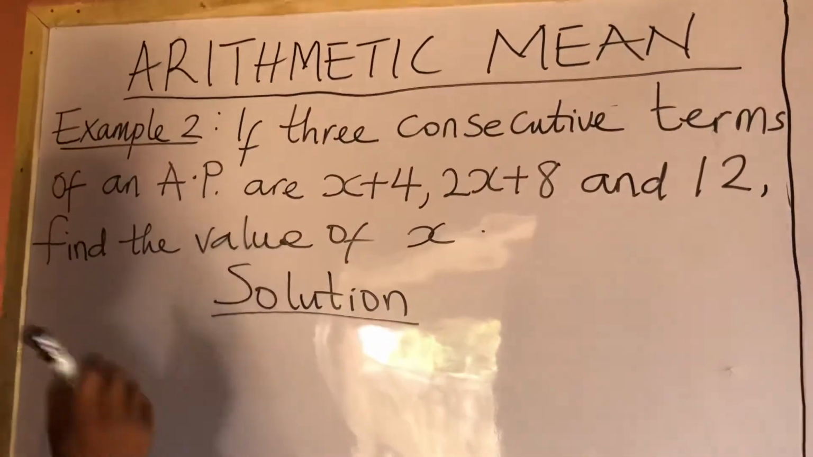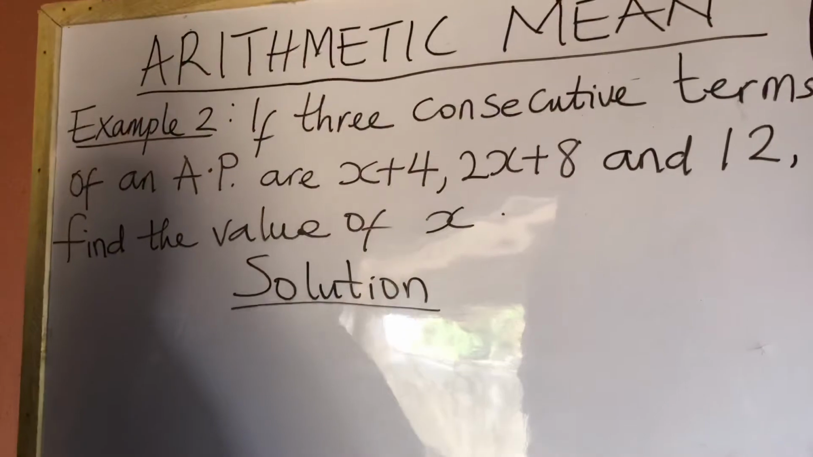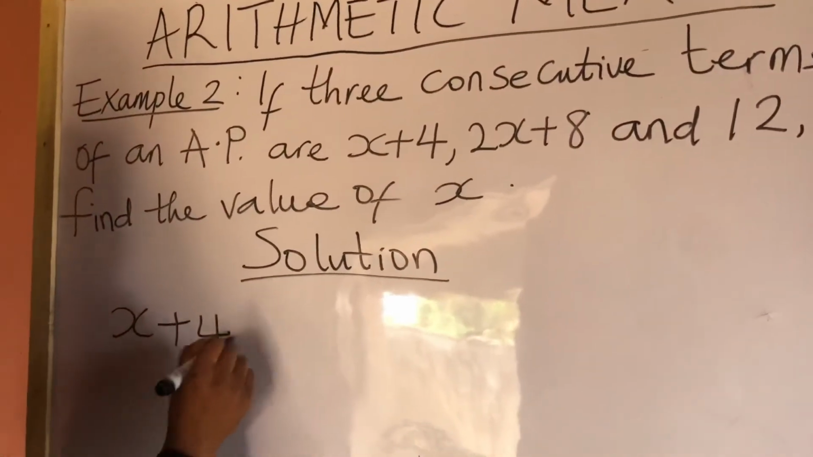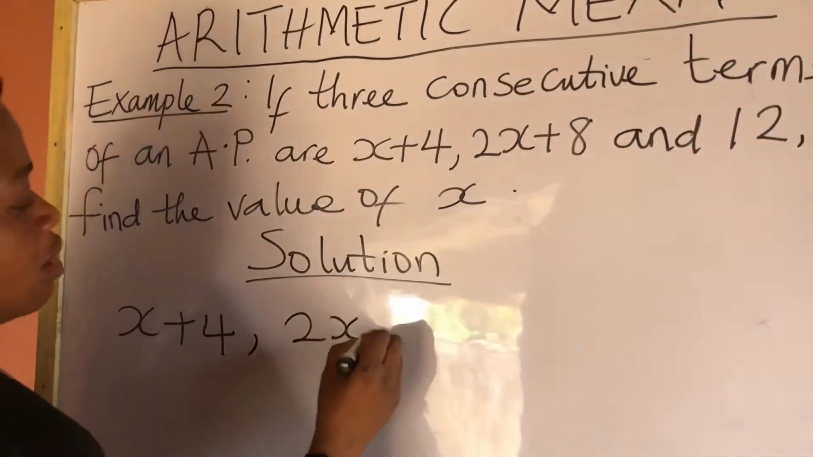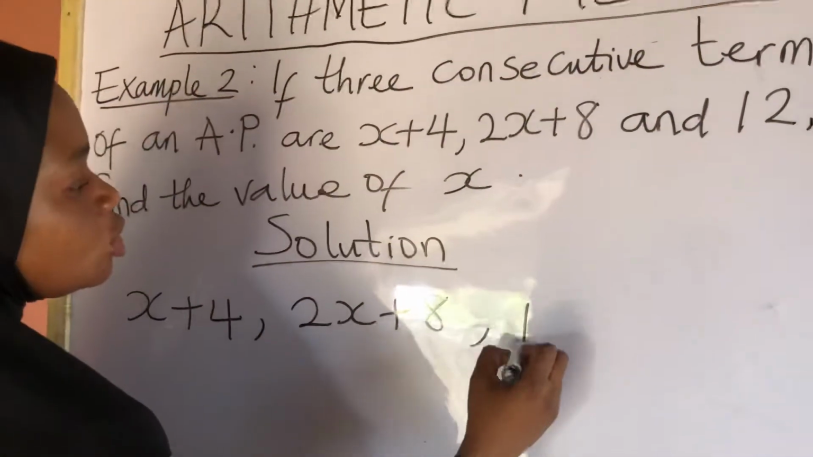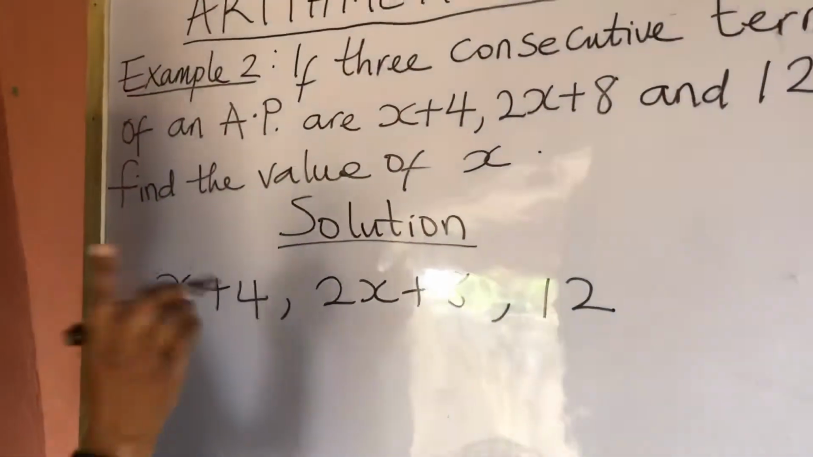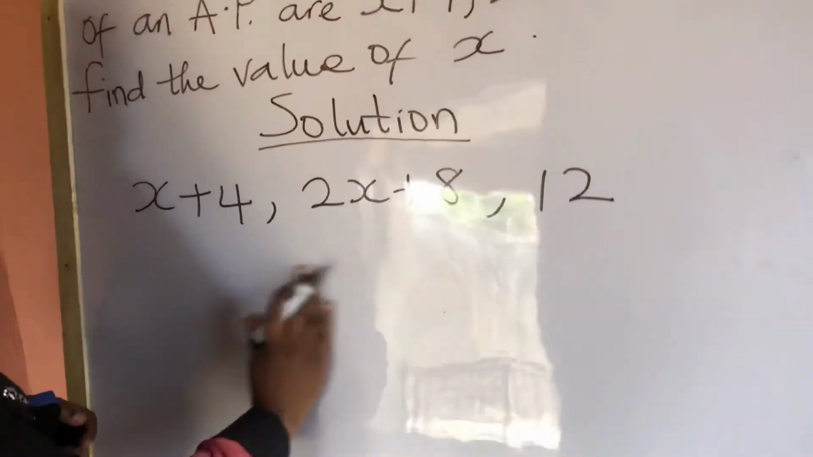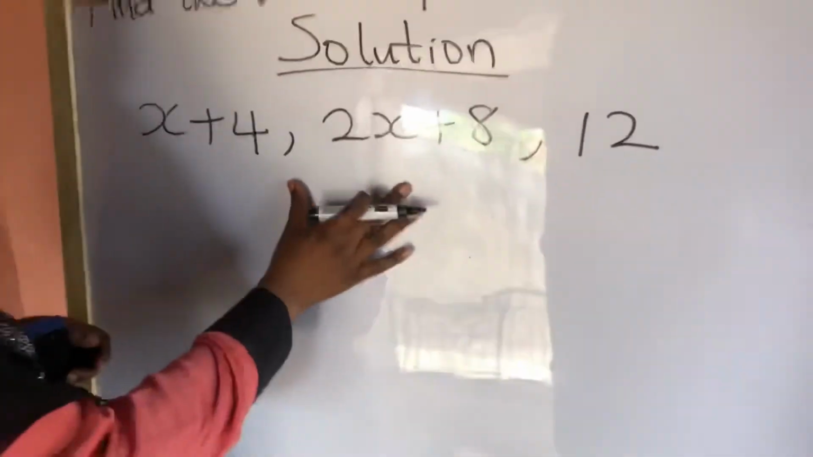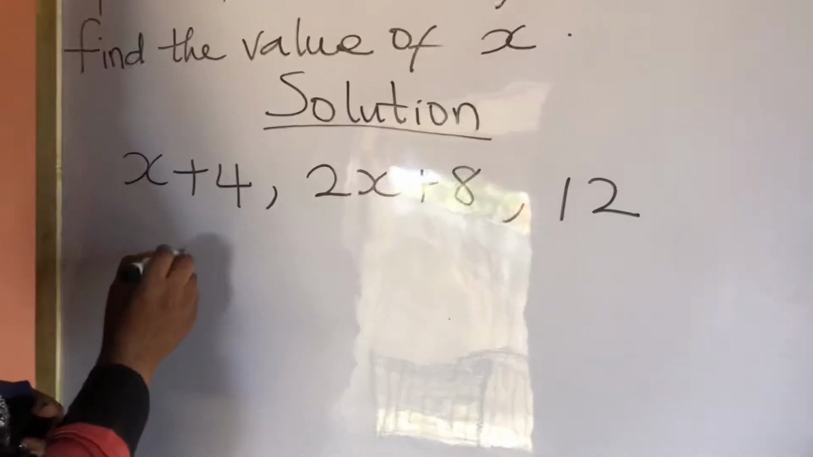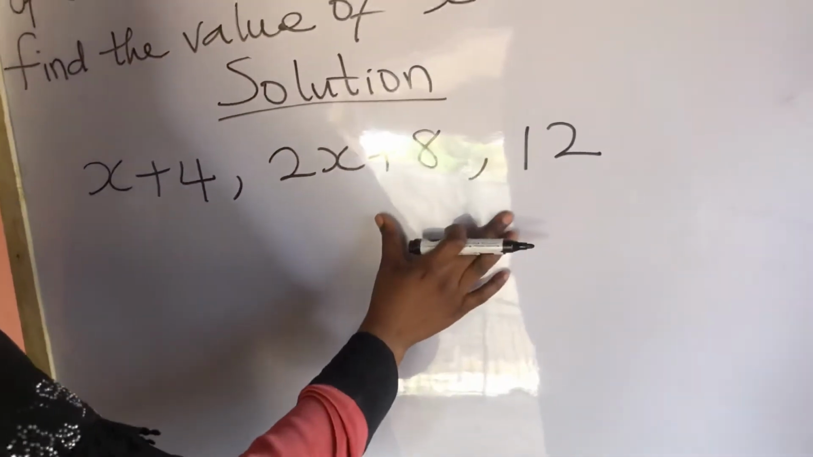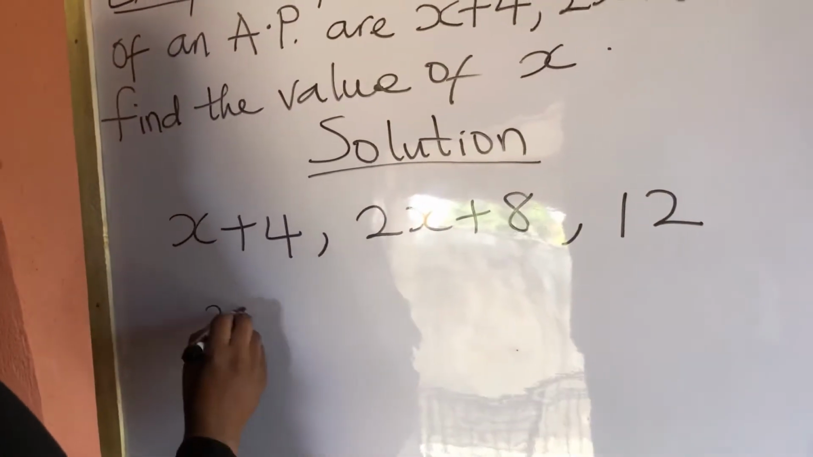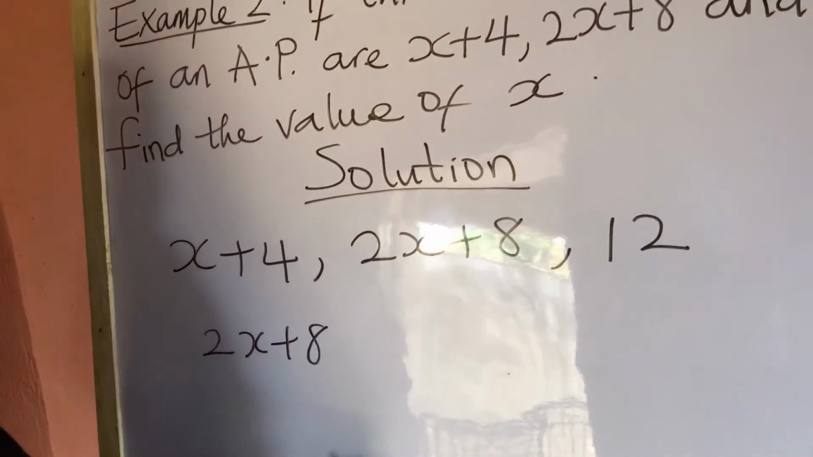Example 2. If 3 consecutive terms of an AP are x plus 4, comma, 2x plus 8 and 12, find the value of x. So here we can see that we can use the formula for arithmetic mean to find the value of x. I told you that if we have 3 consecutive terms, the middle one will be the arithmetic mean. So 2x plus 8 is the middle term.